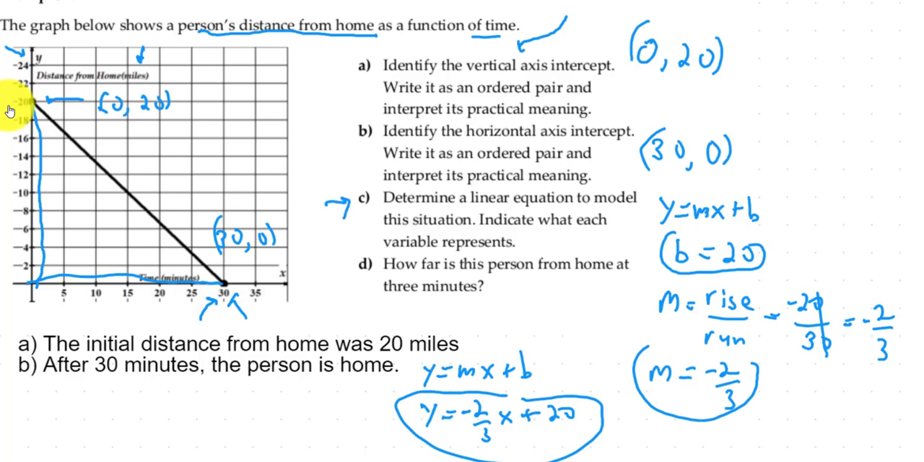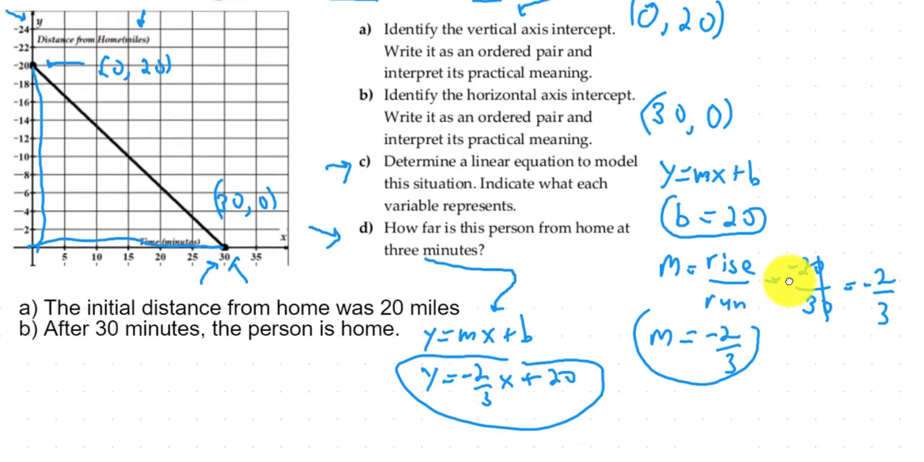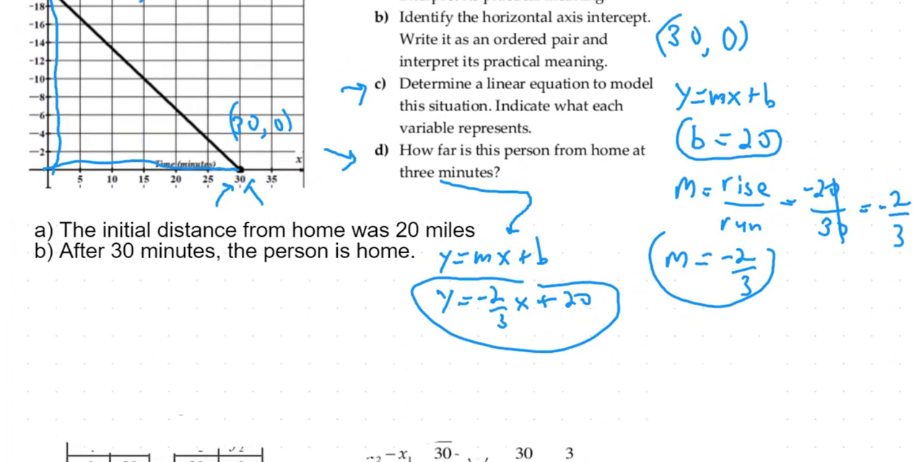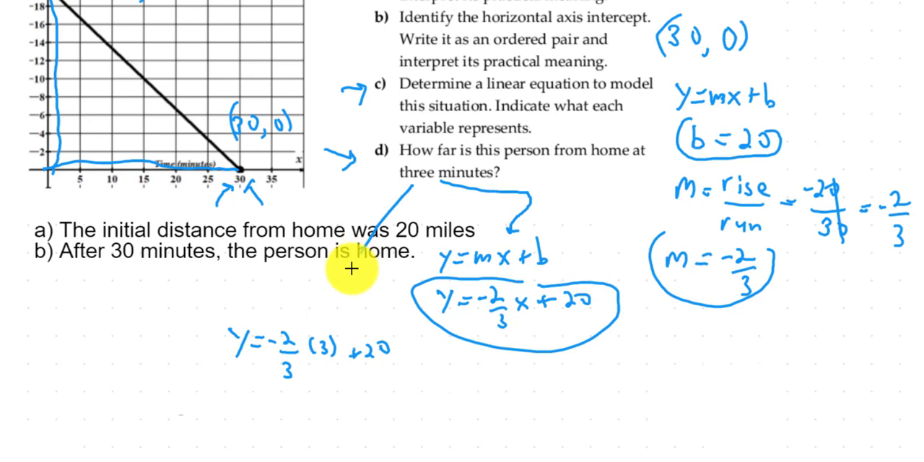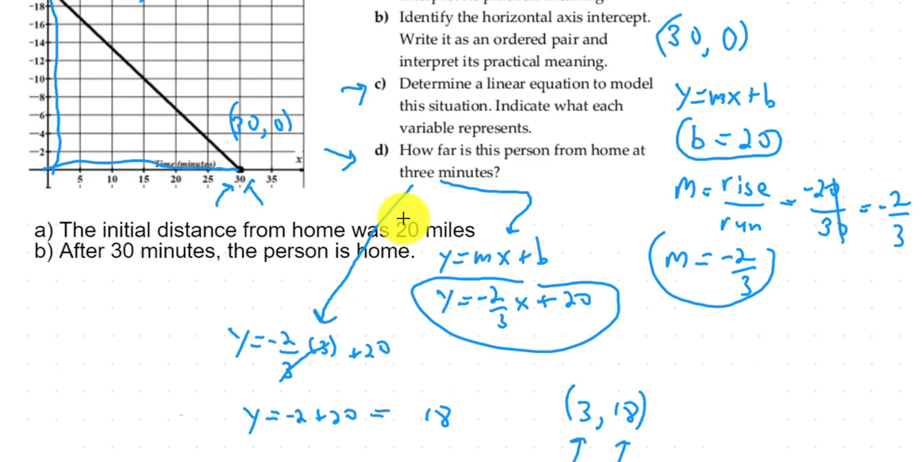So that's my equation for part C. Then let's answer part D: how far is the person after 3 minutes? That means I have to substitute 3 in for x. What's nice about that is the 3 on the bottom and the 3 on the top will cancel. So I'm left with y equals minus 2 plus 20, which equals 18. So the ordered pair would be 3 comma 18. After 3 minutes, the person is 18 miles from home.